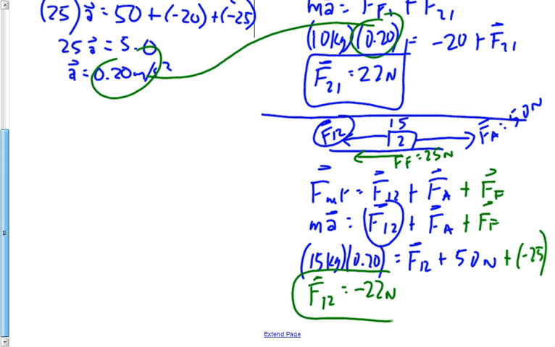Is that the answer you'd expect to get? Sure. It should be the same value, right? The force of 1 on 2 is equal and opposite to the force of 2 on 1. That makes sense?